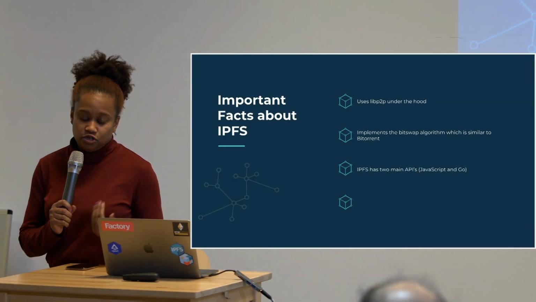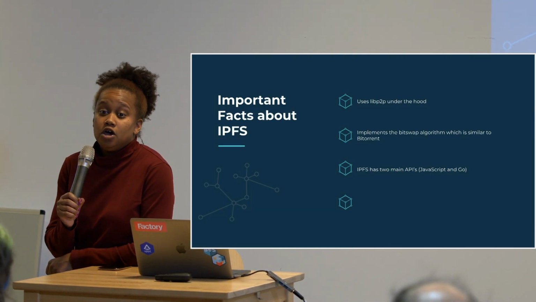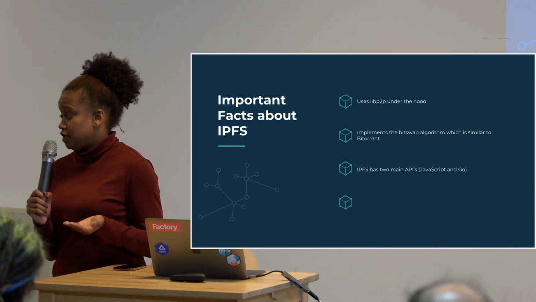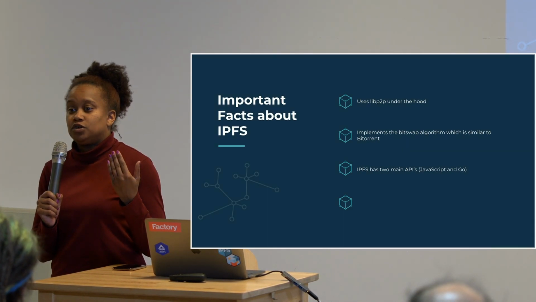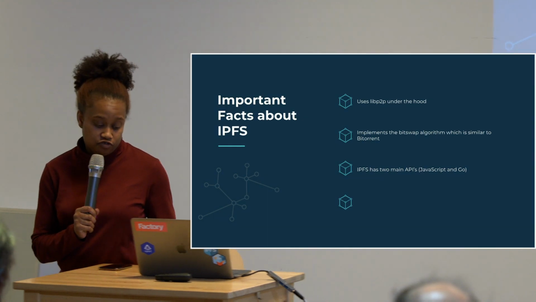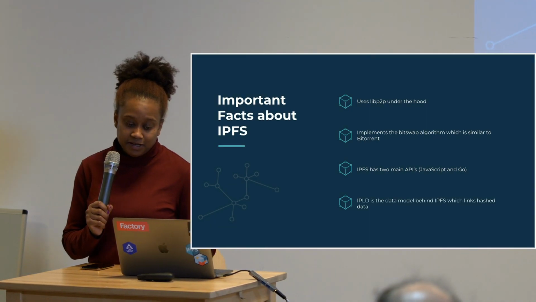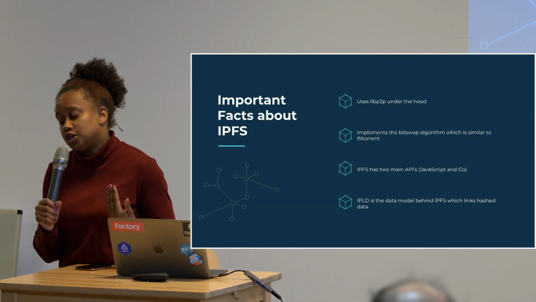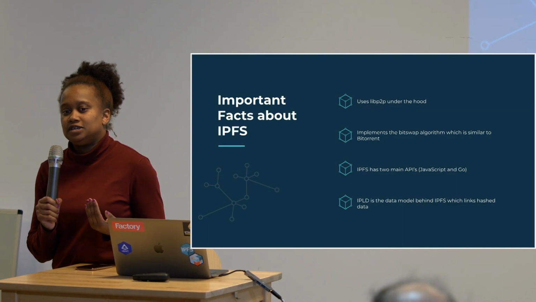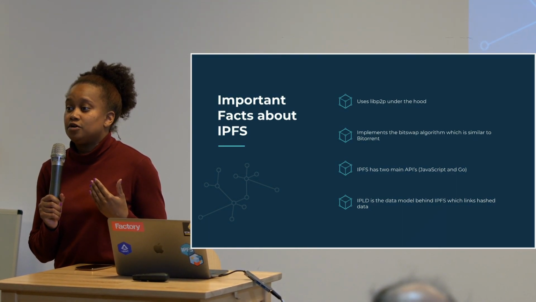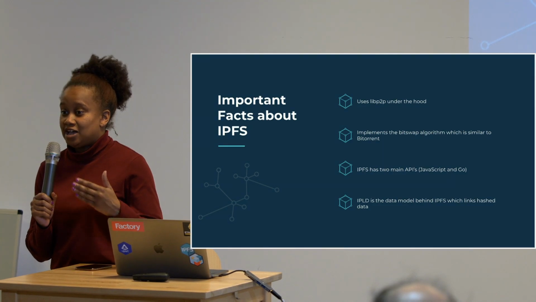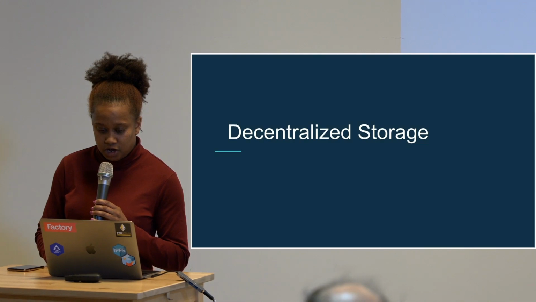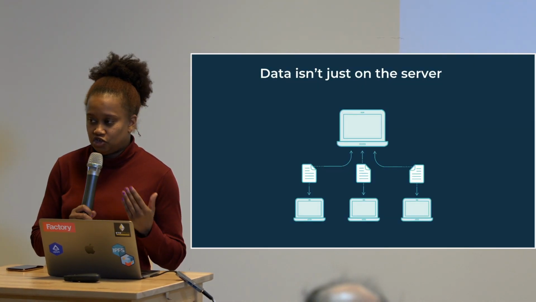IPFS at this point has two main APIs, which is JavaScript and Go. So if you are a JavaScript developer or a Go developer, you can not only use it, but we're also looking for contributors. And IPLD is the data model behind IPFS. So once again, we're looking under the hood, and IPLD is a data model where it links different hashes, like one hash to another. So it's decentralized storage. Data isn't just on a server.